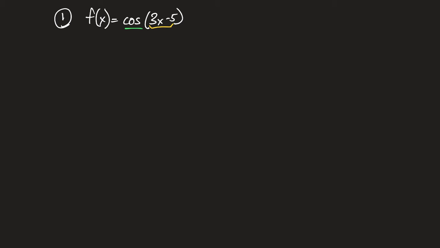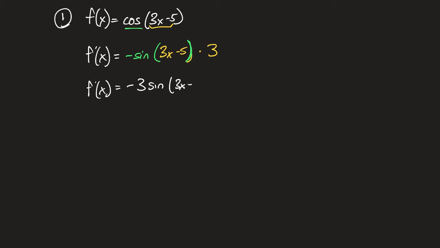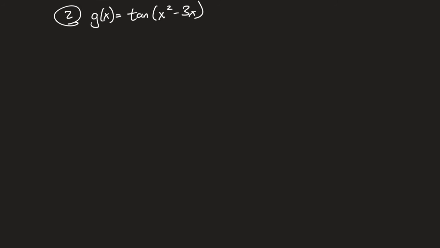So when I'm taking the derivative of cosine is negative sine. So f prime of x is going to equal negative sine of that 3x minus 5. So the derivative of the cosine of Bob is negative sine of Bob times d Bob. And the derivative of 3x minus 5 is just 3. So when I rewrite my function after I simplify it, do a little rearranging, I get negative 3 sine of 3x minus 5.